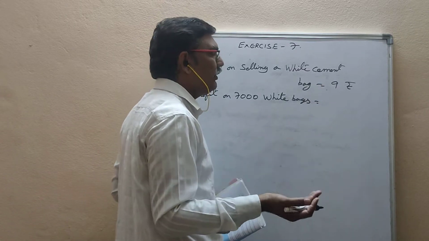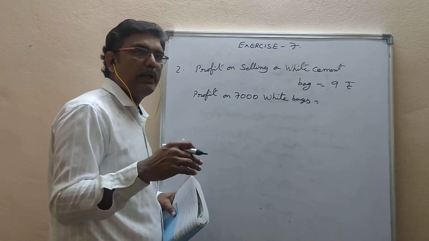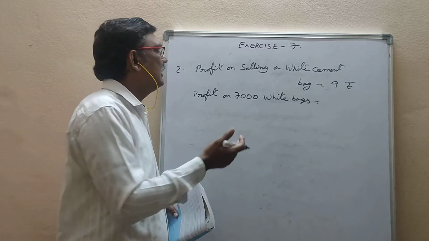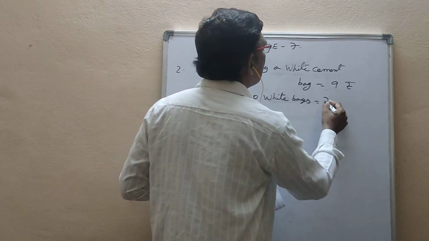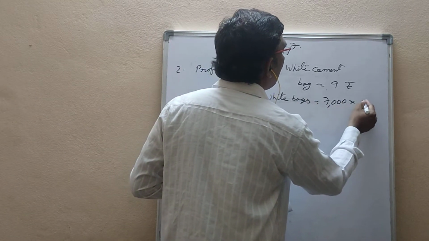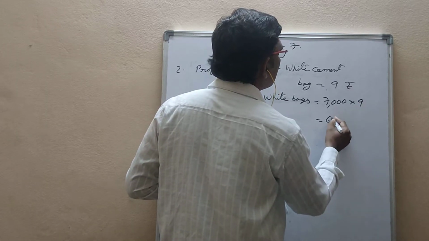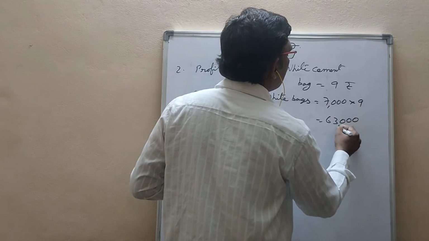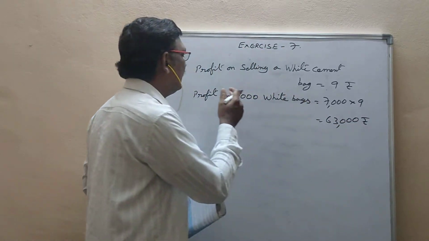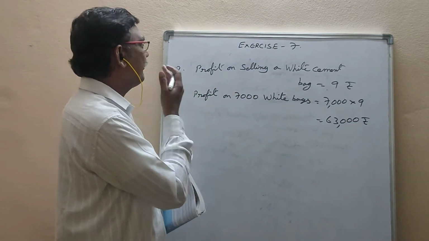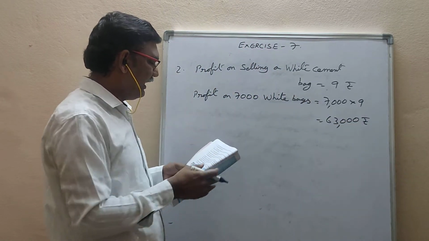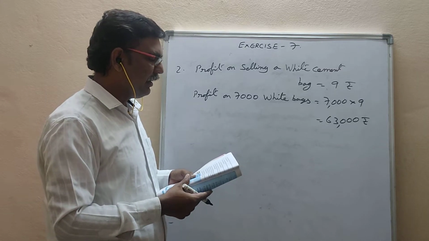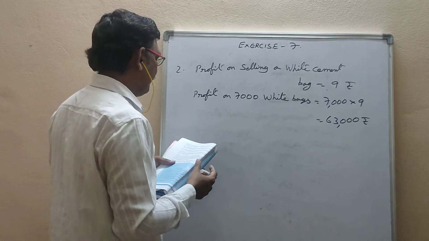For 2 means 2 into 9. For 3 means 3 into 9. 10 means 10 into 9. 7,000 means 7,000 into 9. 7 9s are 63. 63,000 rupees profit he will gain by selling white cement bags. Okay. Now we will go for grey color.